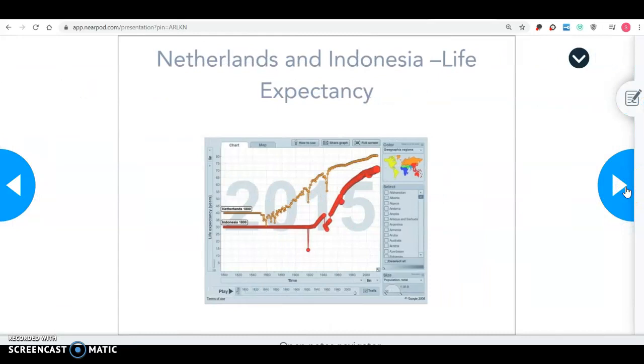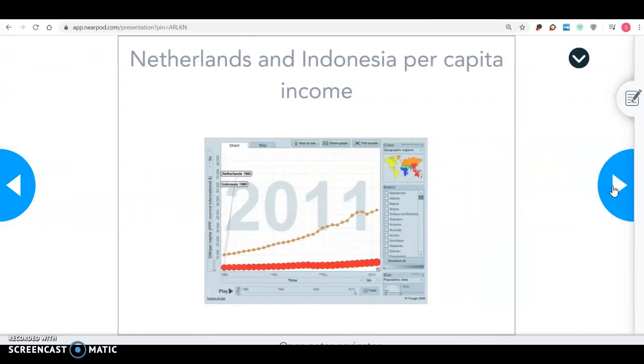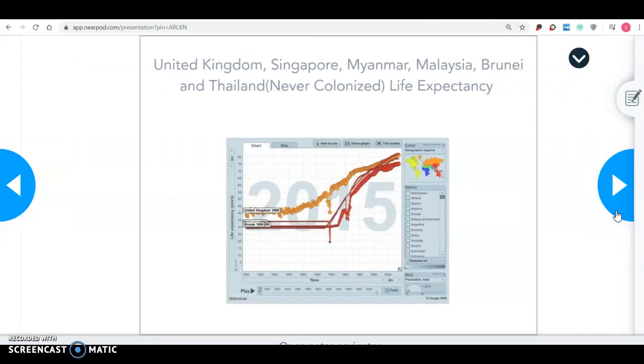Okay, when we look at the Dutch or the Netherlands compared to Indonesia's life expectancy, again, there's a positive trend in both countries, but Indonesia has a much bigger population, and also life expectancy is not as high as the Dutch. When we look at the Netherlands and Indonesia's per capita income, so this is how much money the average person makes, you can see that if you live in the Netherlands or if you're Dutch, you're making a lot more money than if you are from Indonesia.